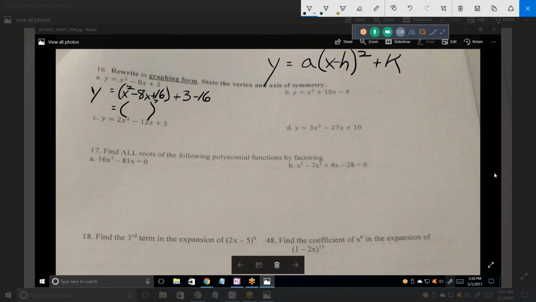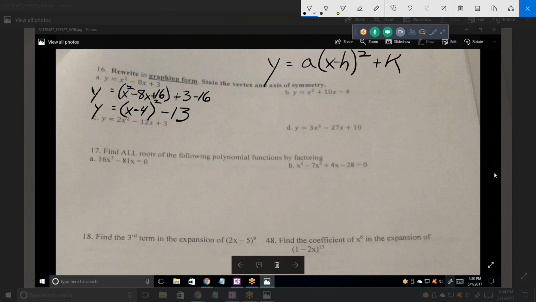What is it that goes in there? X minus 4. Yeah, whatever you got when you took half that middle term. That's what goes in there. Combine those two numbers. Now I have it in perfect graphing form.